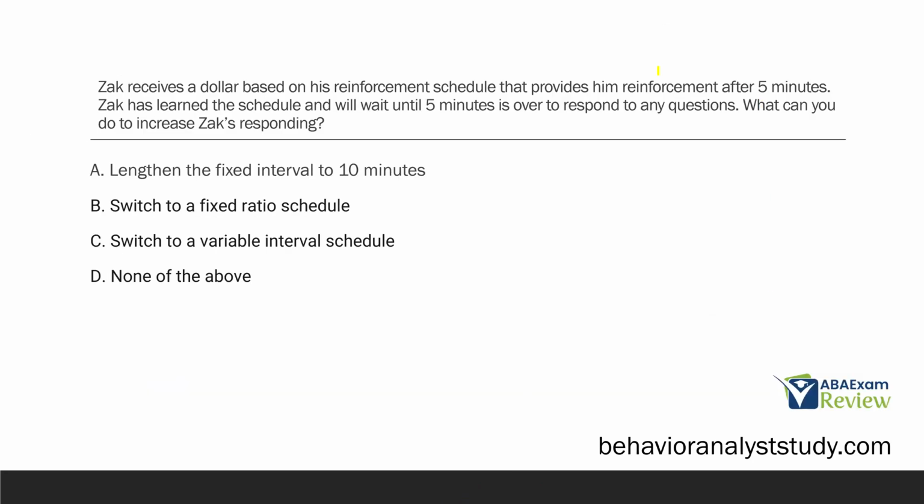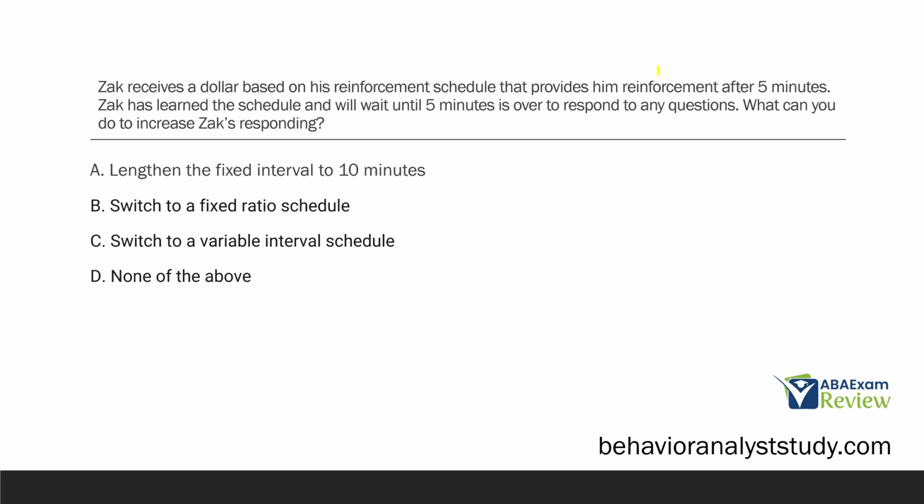Zach receives $1 based on his reinforcement schedule that provides him reinforcement after 5 minutes. Zach has learned the schedule and will wait until 5 minutes is over to respond to any questions. What can you do to increase Zach's responding? We're looking at a basic reinforcement schedule here. And although we do need to know compound schedules for the exam, compound schedules are made up of basic schedules and you have to know those basics.